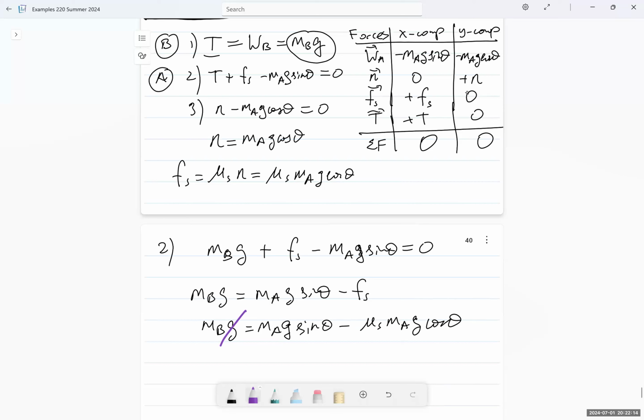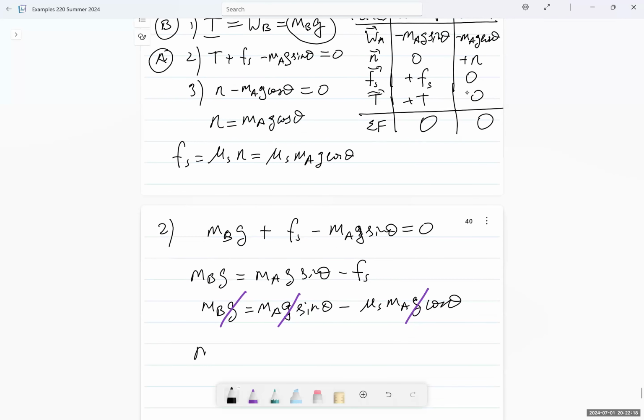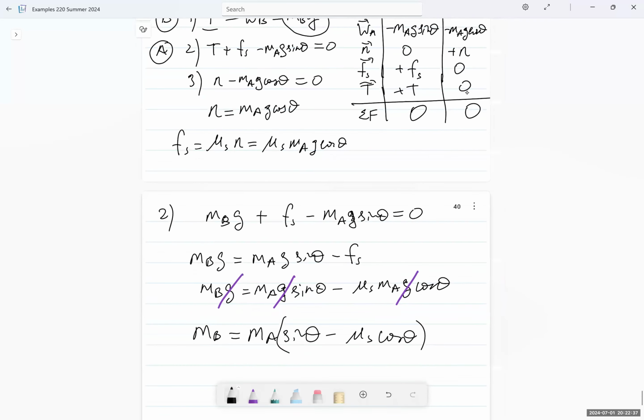And then from here, we can just cancel g from both sides, which means the mass of B equals m_A sine of theta minus mu_s m_A cosine theta. I can even factor out m_A and just have sine theta minus mu_s cosine theta. And that will be the expression for that.